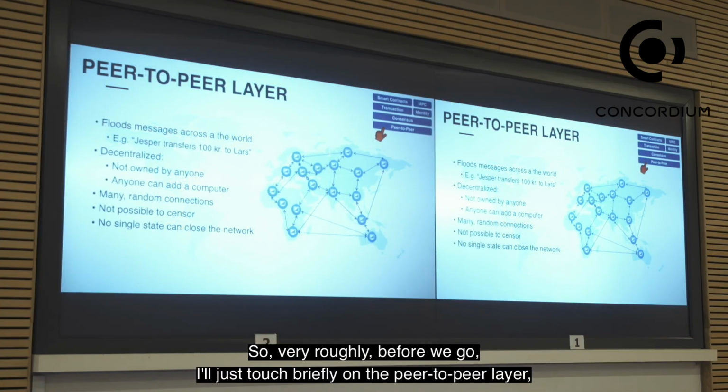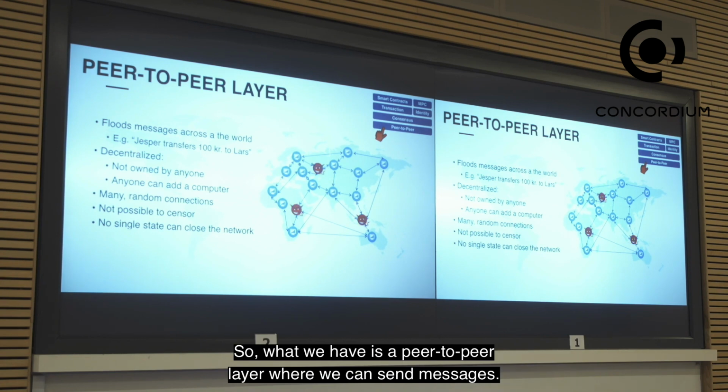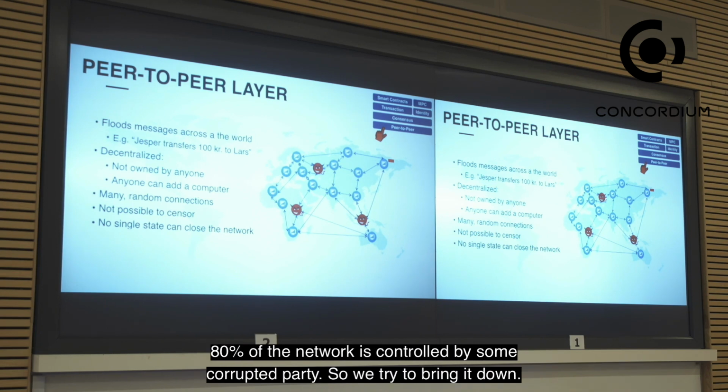So just very roughly before we go, I'll touch briefly on the peer-to-peer layer, just so you know how I'm thinking about it. And this is just at a cartoon level, right? So what we have is a peer-to-peer layer where we can send messages. It's built such that each of these nodes is connected to some random subsets of all the other nodes on the network to make it robust. This ensures that if you want to send a message, you can do it even if 80% of the network is controlled by some corrupted parties that try to bring it down.